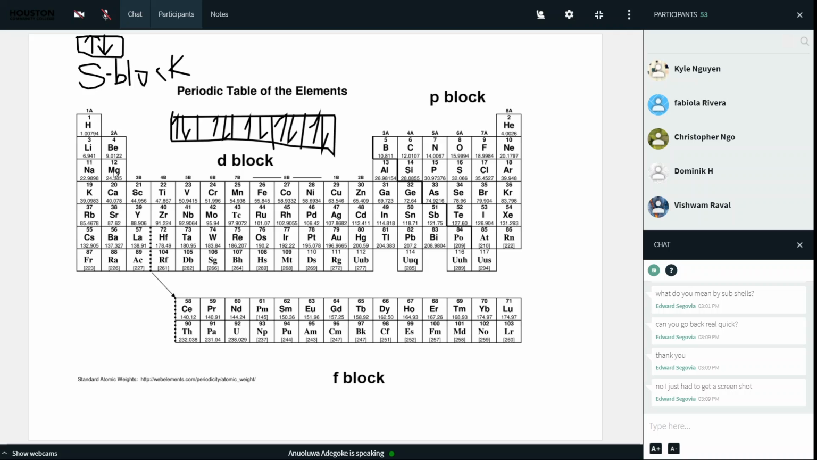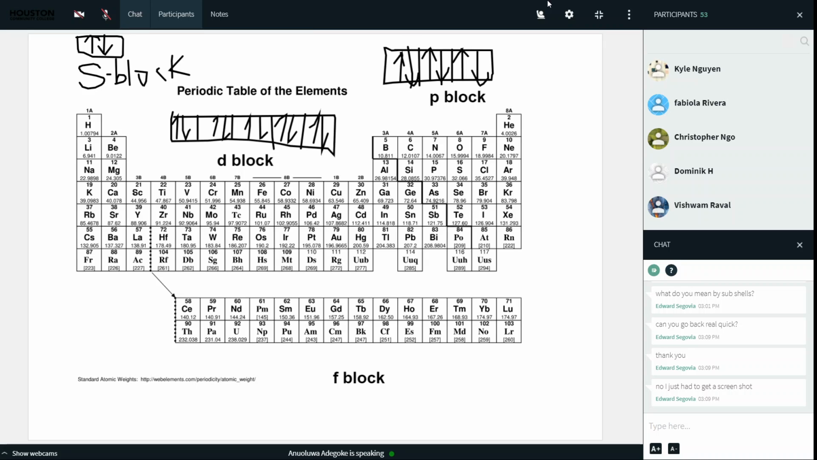Now let's come to the P orbital here. The P block represents the P orbital. The P orbital can hold 6 electrons total. That is why the P block has 6 boxes. Each box can hold 2 electrons.